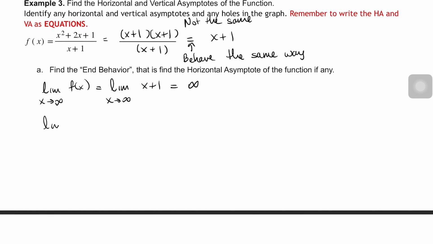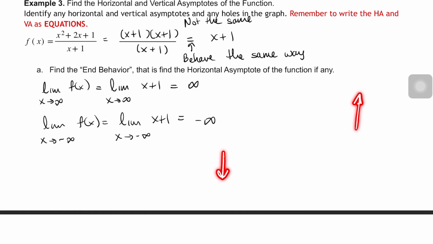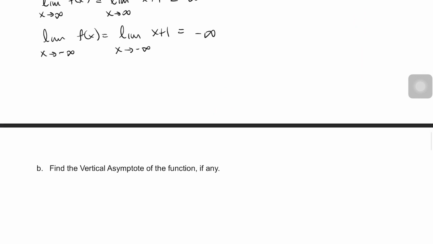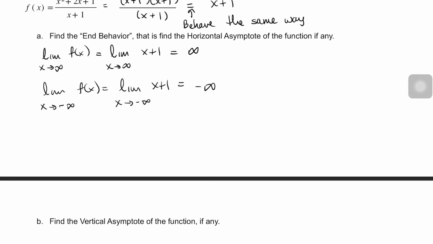The same argument applies as x approaches negative infinity. Replace x with negative infinity, and negative infinity plus 1 is still negative infinity. So this is not approaching a specific value. It keeps going higher and higher on the right side of the function, and on the left side it keeps going down and down. So is there a horizontal asymptote? The answer is no. No horizontal asymptote for this function.